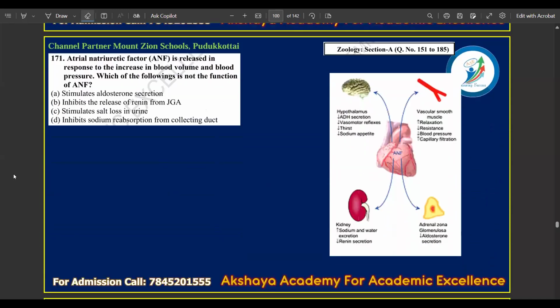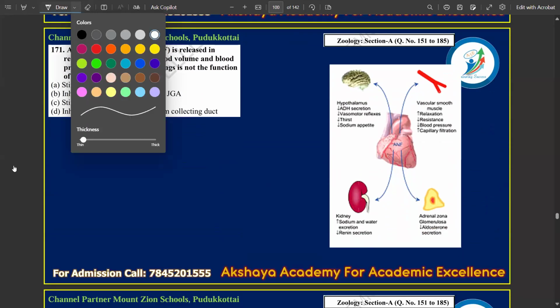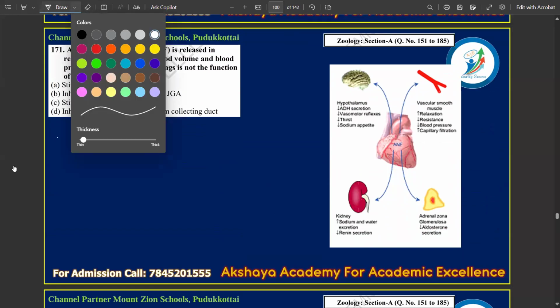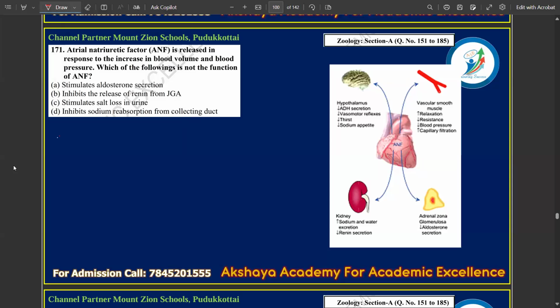The first question is, atrial natriuretic factor is released in response to the increase in blood volume and blood pressure. So which of the following is not the function of ANF? As the question itself suggests, they are released in response to a rise in blood pressure and blood volume. So definitely ANF's purpose is to reduce the blood volume and blood pressure. So the factors which support an increase in blood volume, they will not do that. Only the factors which are able to reduce either blood volume or thereby the blood pressure.